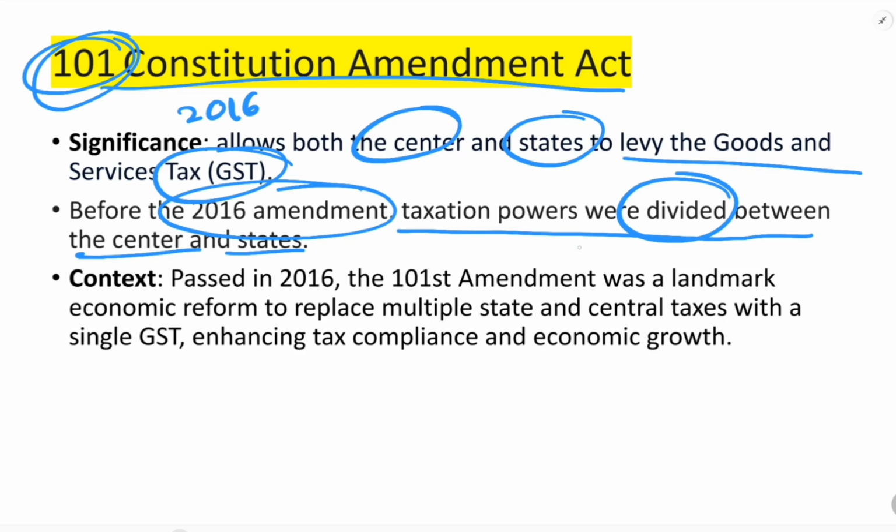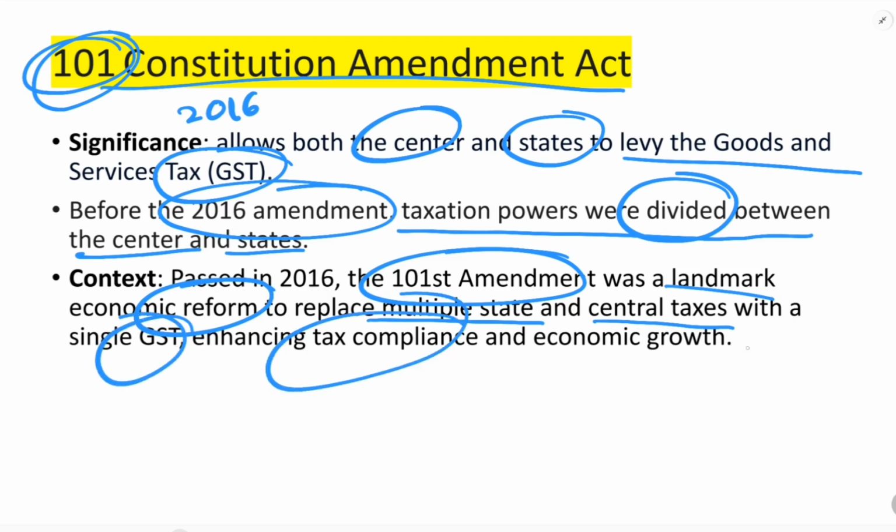This amendment was a landmark economic reform to replace the multiple state and central taxes with a single GST, enhancing tax compliance and economic growth. You should remember the 101st Constitutional Amendment Act is related to the GST, and that allows both the center and state to levy the goods and service tax.